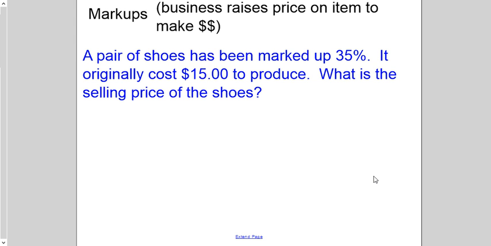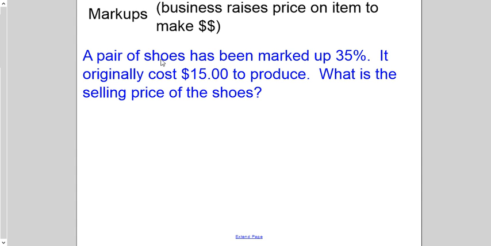Markups in a business. A markup's just where a company or store is selling something for more than what they paid for it or what they invested to make it. It's the cornerstone of capitalism. You have to make money in order to stay in business. Otherwise, you're running out of money quickly. So it's not bad. It's just a way that capitalism works.